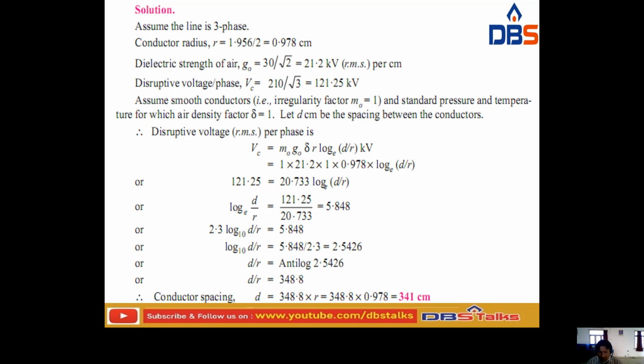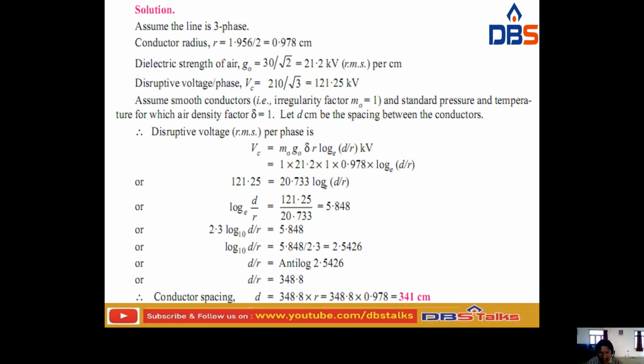That is the maximum value, but we want the RMS value. RMS value is nothing but maximum value by √2. So those are the standard values: 30 kV per centimeter for the maximum value, and 21.2 kV per centimeter is the RMS value. So we don't need to calculate, but suppose you have to calculate, RMS value is equal to maximum value by √2. Therefore, 30 by √2 is equal to 21.2 kV per centimeter is the RMS value.